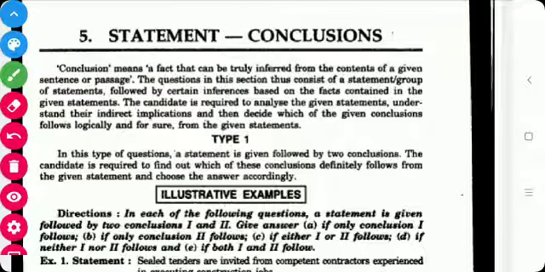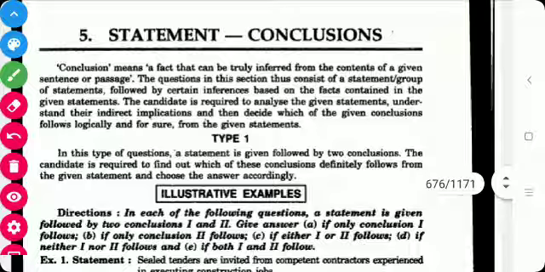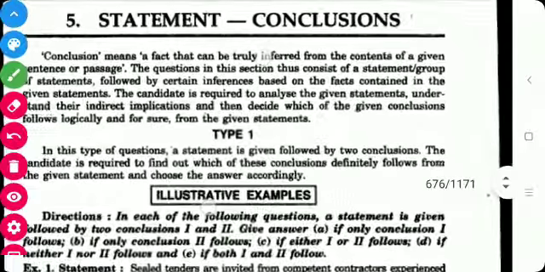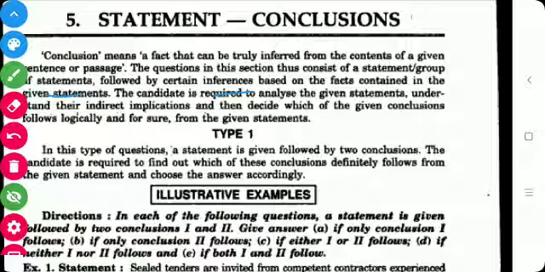The questions in this section consist of statements and groups of statements followed by certain inferences based on the facts contained in the given statement. So the student is required to analyze the given statement, understand its indirect implication, and then decide which of the given conclusions follows logically. In this type of question, a statement is given followed by two conclusions. The candidate is required to find out which of these conclusions definitely follows from the given statement.